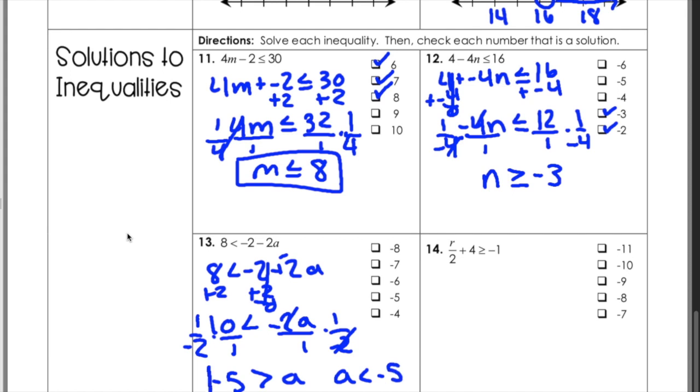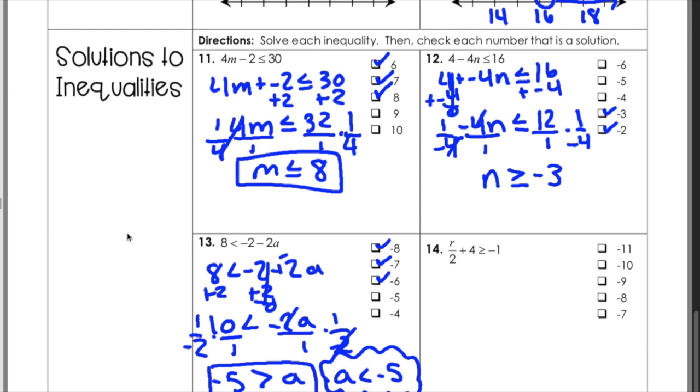Both of these are correct. You can write it any way that you want. Okay, so which numbers are less than negative 5? Well, negative 8 is less than negative 5. Negative 7 is less than negative 5. Negative 6 is less than negative 5.